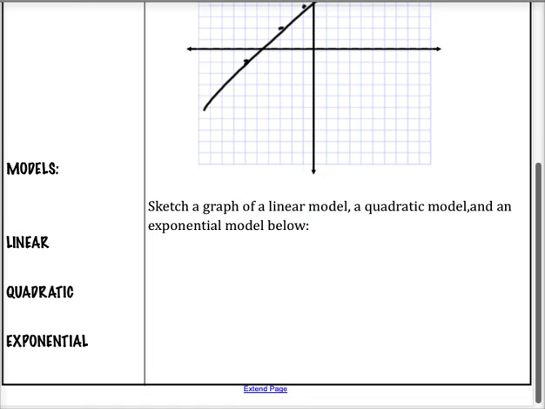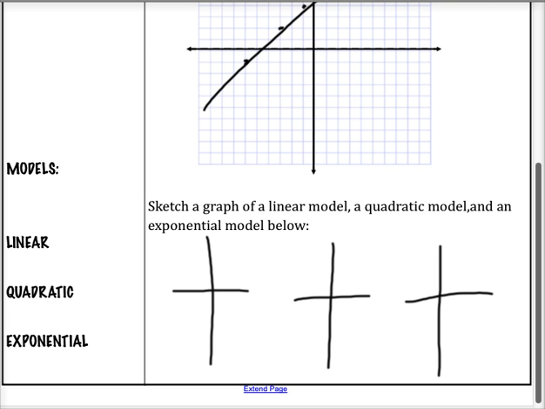Now, just as a reminder of what the others would look like. So we have three types of models. Linear, we've discussed, just makes a straight line. Quadratic, hopefully you remember, quadratics make that parabolic shape. Exponential, which are created by multiplying, start slow, but then begin to increase rapidly.